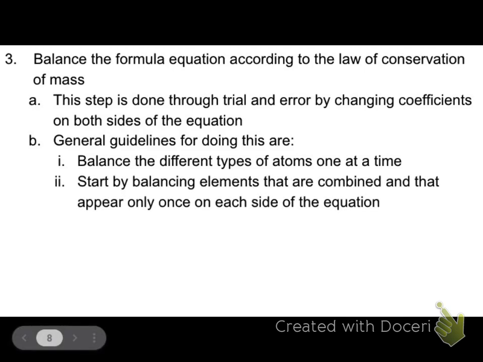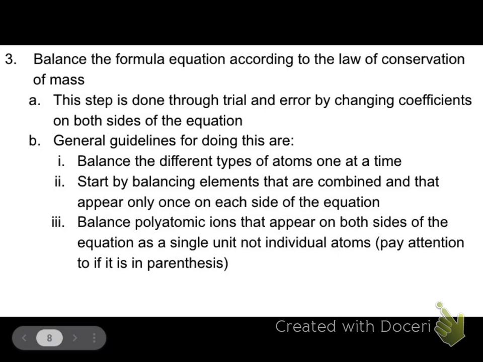Start by balancing elements that are combined with other elements, but that only appear once on each side of the equation. So sometimes you will have elements that are in multiple reactants or multiple products, and if you try to start with one of those, you'll drive yourself a little bit crazy. So start with one that only appears once on each side of the reaction, but that is connected to another atom.